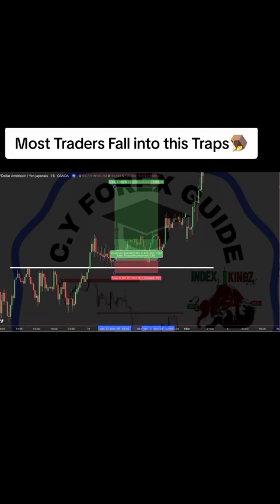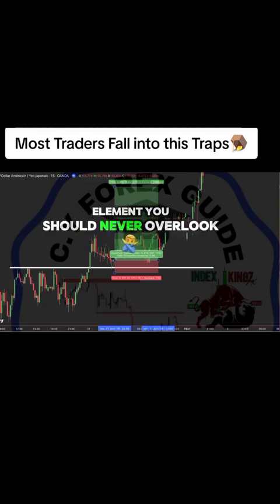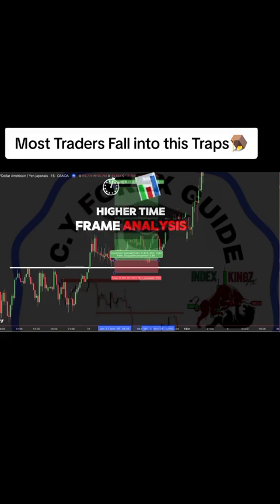Important note: what I've shown you here is how to trade the break and retest, but there's one key element you should never overlook: top-down analysis. Always start with a higher time frame analysis to ensure your trade setup aligns with the overall market structure. This helps you avoid trading against the dominant trend and increases the accuracy of your trades.